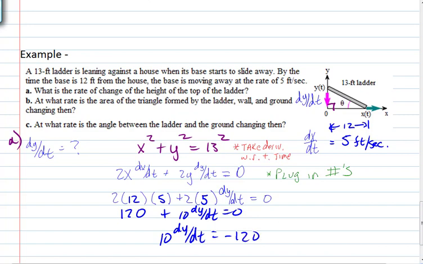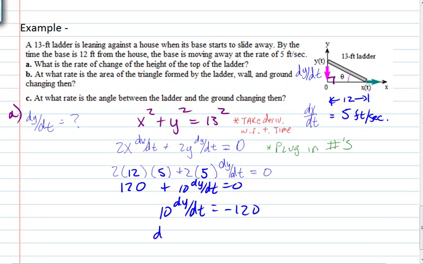So if we divide both sides by 10, we get dy/dt is equal to negative 12. What are the units here? Feet per second. So when the base of this ladder is scooching out at 5 feet per second, when it's 12 feet, the top is going down. That's a direction, the negative is a direction, 12 feet per second. Okay?